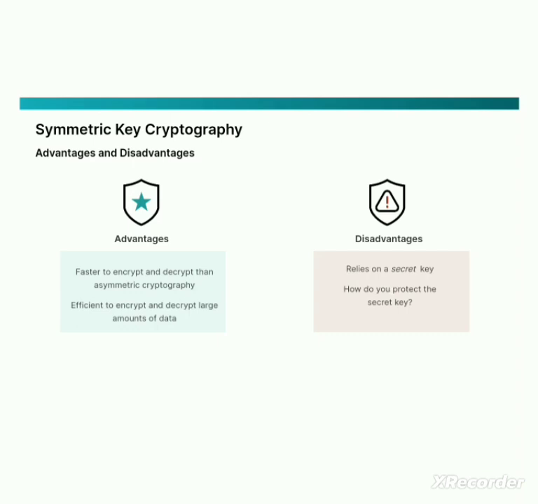How do you protect the secret key? If Alice encrypted a message for Bob, she could safely send the ciphertext. But how would she securely deliver the key?